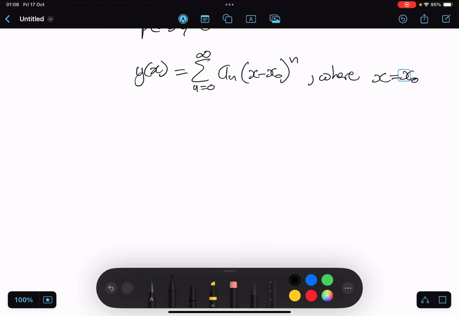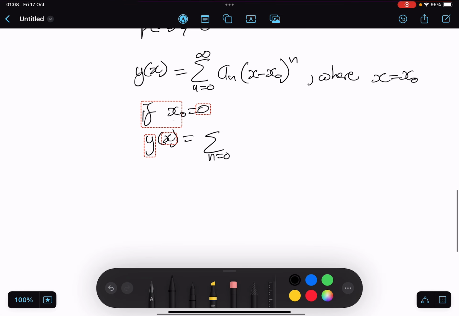And we can also evaluate this as y(x). We can evaluate this as y(x) equals the sum from n equals 0 to infinity of a_n x to the power n, if x naught is equal to 0, right?